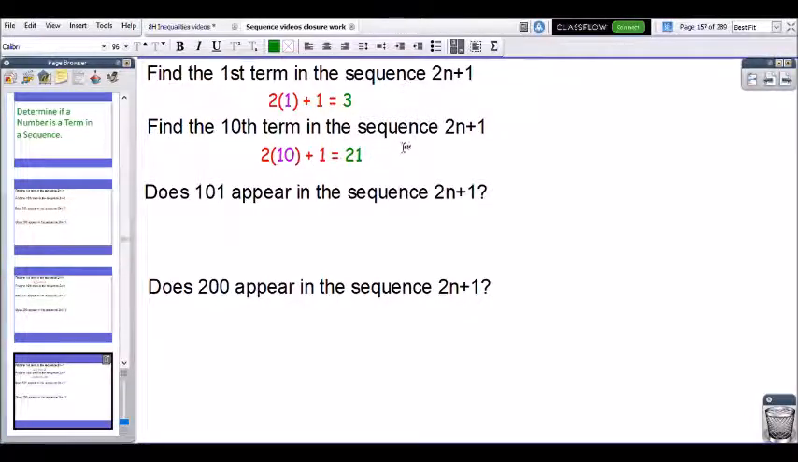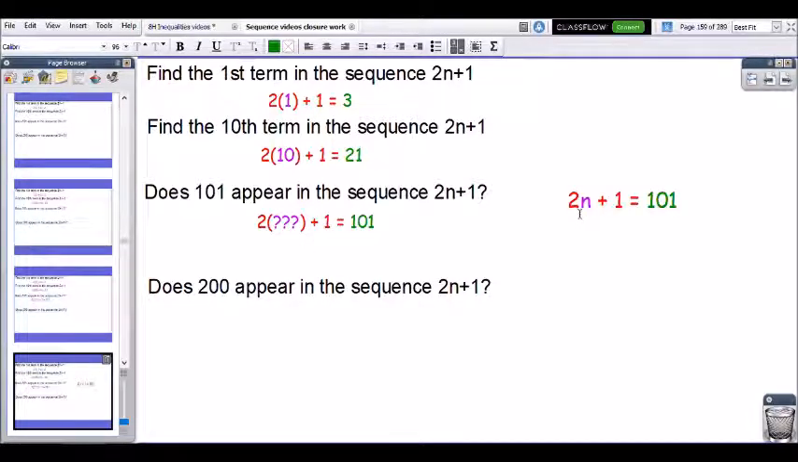Right, so these two questions, we've covered questions like that in the last few lessons, but we haven't seen questions like this yet. So let's say, does 101 appear in the sequence 2n plus 1? If I were to write this sequence out forever, would 101 be one of the numbers in that sequence? So let's think about what we're doing. We're wondering, well, 2 lots of something plus 1 equals 101. Does this number exist? Well, let's see if we can work it out.